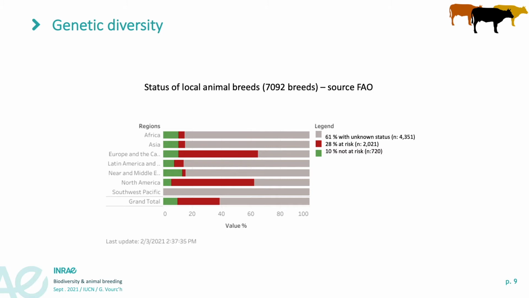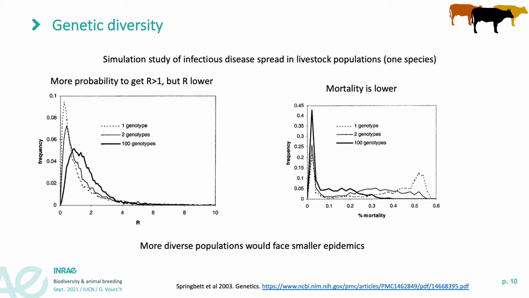Here you have figures of the FAO showing that in fact there is quite a lot of local animal breeds that are at risk, more than 28%, and for a majority of them, we don't have a good idea of their status. And this can, in the long term, impair the response of the species to the environmental change that we have to face. So it's quite important to keep this diversity, and to illustrate that regarding infectious disease, I'm showing you here simulation studies for the spread of a pathogen within a livestock population.